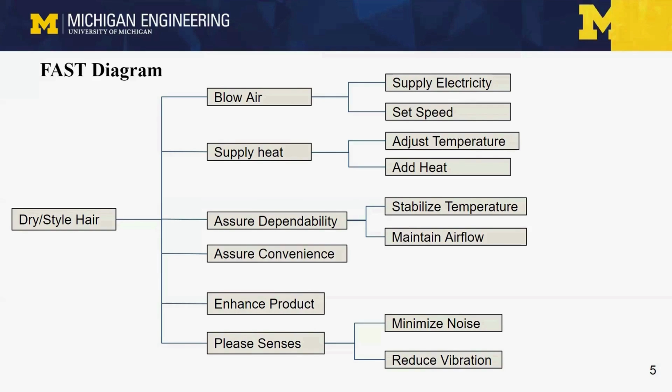The next function of the dryer is to assure dependability by stabilizing the temperature and maintaining the airflow. The fourth and fifth functions are assure convenience and enhance product in terms of usability, or we can say by making the product user friendly with enhanced design quality. Last but not the least, please the senses. The main emphasis of please the senses is to minimize the noise and reduce vibrations while operating the hair dryer.